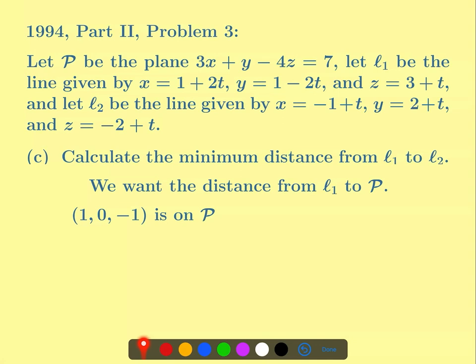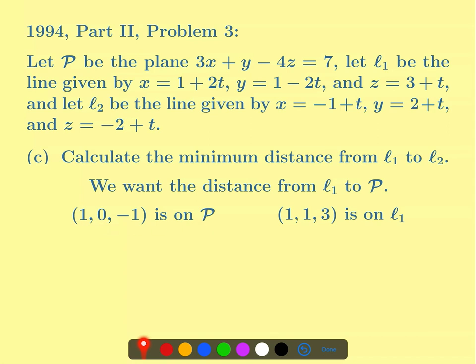So we got a point 1, 0, minus 1 on the plane P. And now I want to take a point on the line L1 because we're trying to figure out the distance from L1 to P. On L1, I took the usual point we would take, when we just take t equal to 0. So we get a 1 here, and a 3 here. So 1, 1, 3 is on L1, and this is on P.